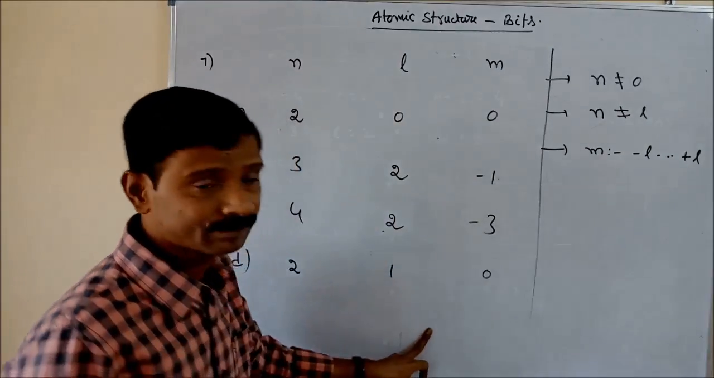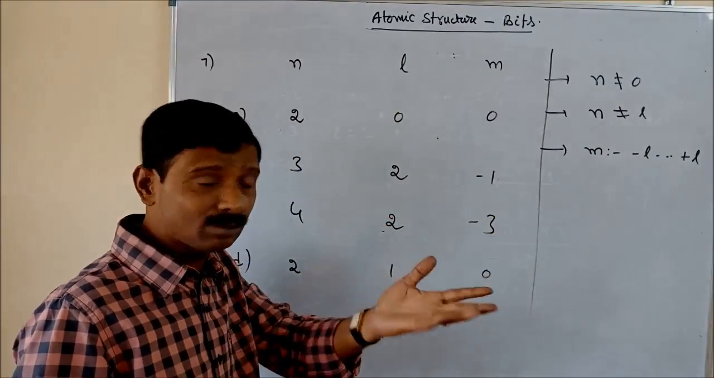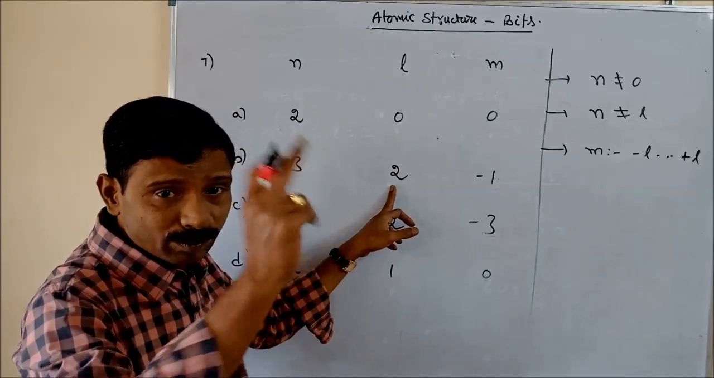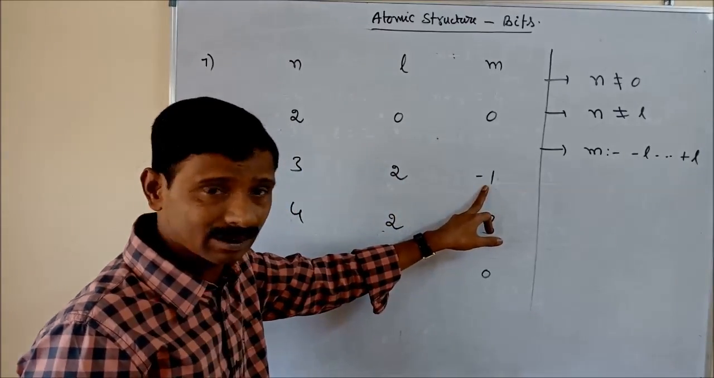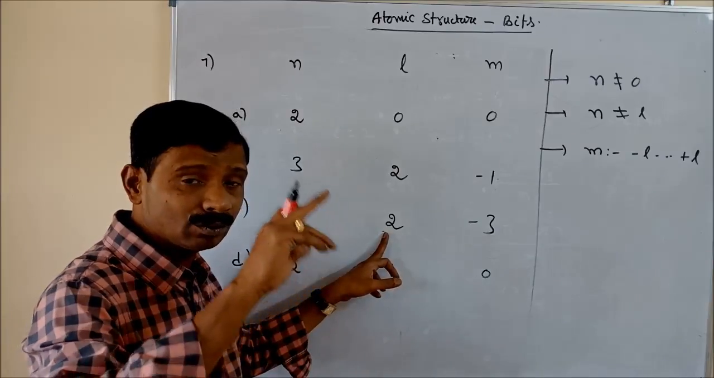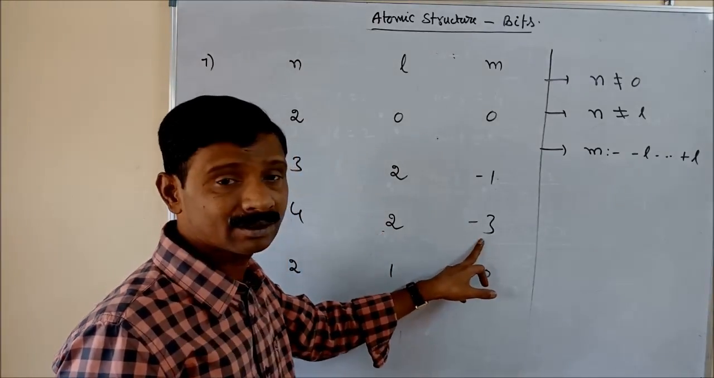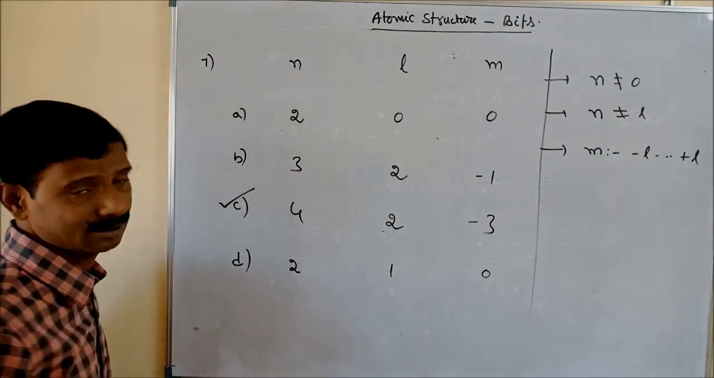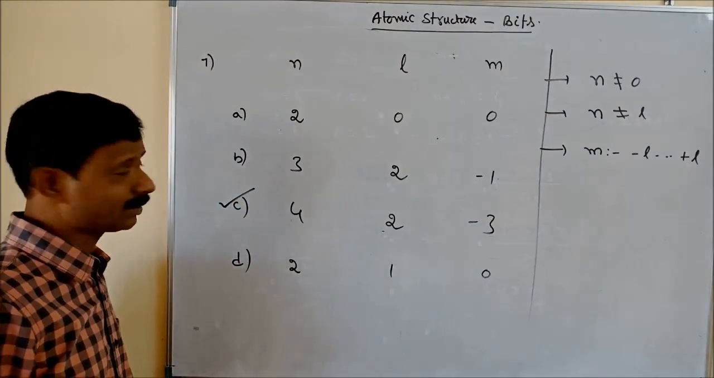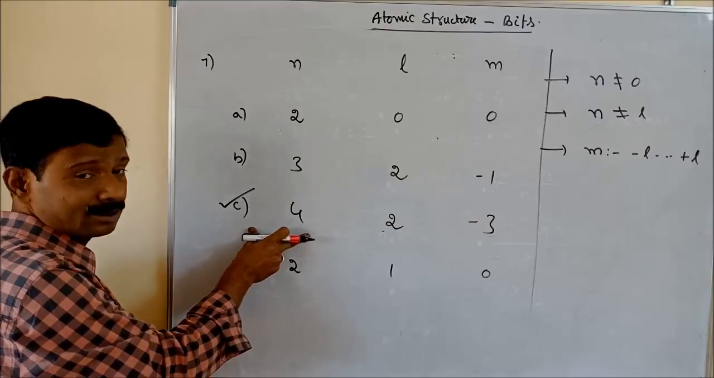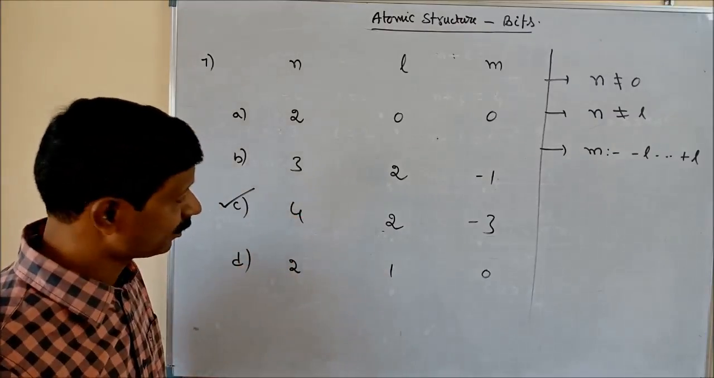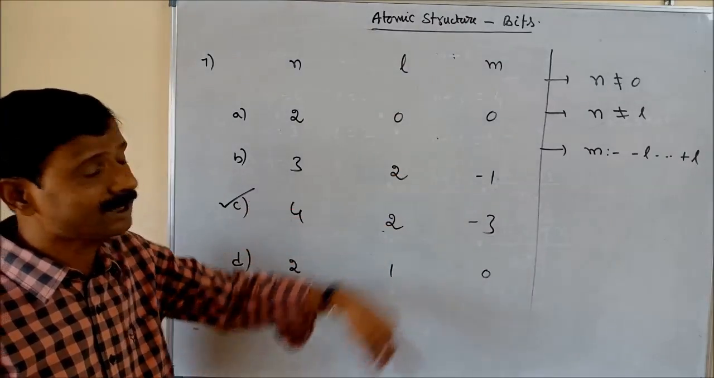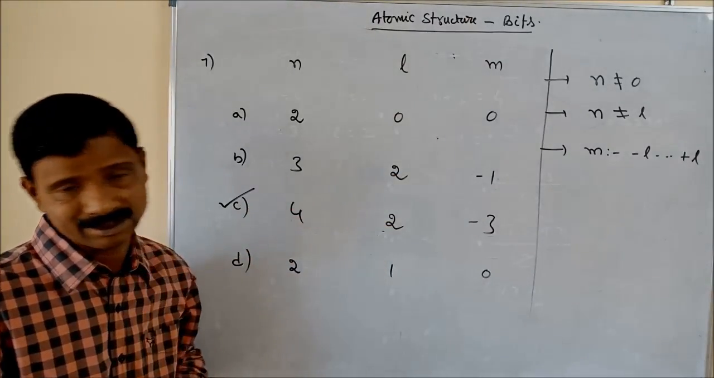And then come to m. m should be between minus L to plus L. 0, 0, correct. 3, 2: minus 2 to plus 2, in that we get minus 1, okay. And 4, 2: minus 2 to plus 2, but here it is minus 3. So this is incorrect, an incorrect set of quantum numbers or wrong set. So like that we have to verify whether the given set is correct or not by using those three relations.